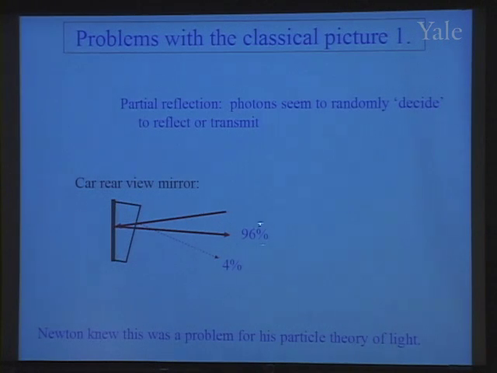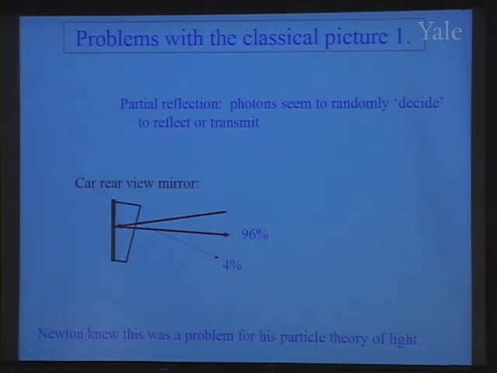So what does it mean that 96% of the particles transmit and 4% reflect? It means that there's some randomness, that if you send in 100 particles of light, typically 4 of them will reflect and 96 will transmit. But which ones? You cannot know. You cannot predict ahead of time.